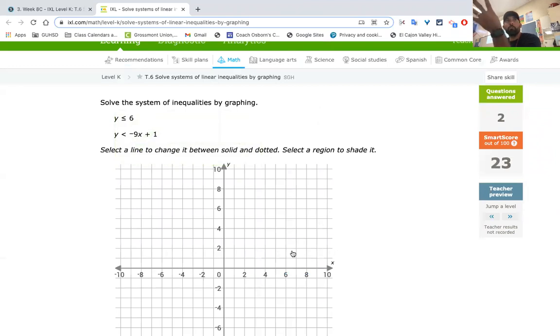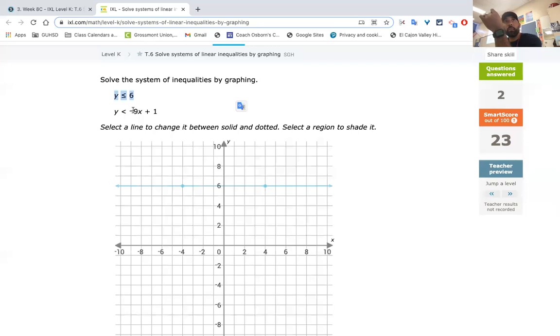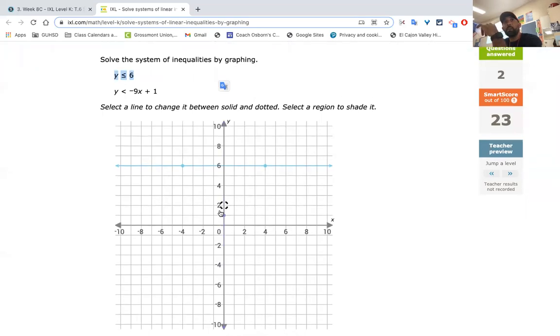So again, you're basically taking two different inequalities, and you are graphing them. So here we have a horizontal line. Oops, not there. That one's at +6, and it's solid. And then the second one, I'm going to start with that. This has a slope and a y-intercept. So I started at the y-intercept of 1. And now it says -9 is the slope. So now I would go down 1, 2, 3, 4, 5, 6, 7, 8, 9, and then right 1.